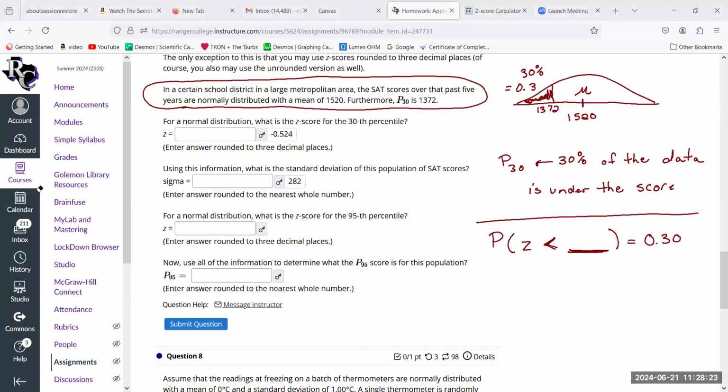So what that's telling me here is that if I have a z-score that is less than negative 0.524, that represents 30% of my data. Okay, so that's the whole part of the z-score, is that you're just being provided with a probability. You just need to go backwards and figure out what that z-score for that probability is. So this is something that we'd already done in that in-class assignment. It's the second part here that's usually a little bit more of the struggle.